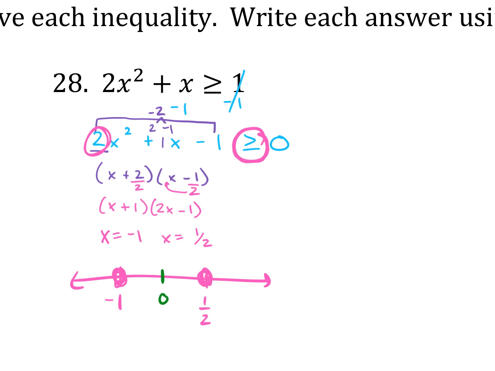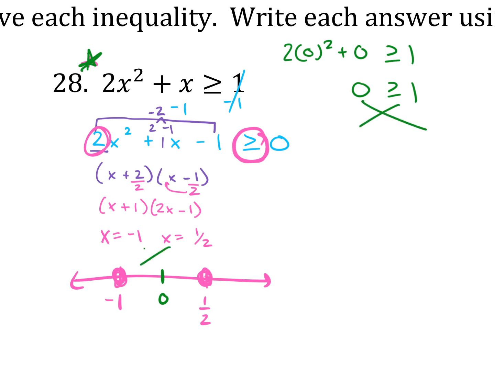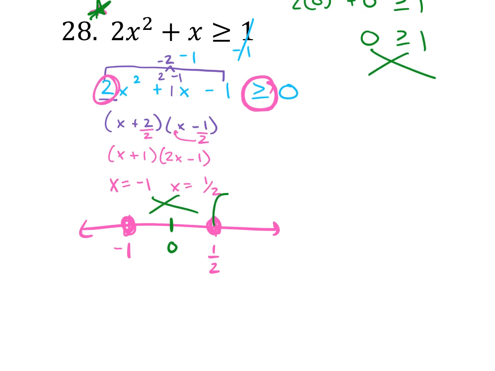So when we plug in 0 to the original equation, we get 2 times 0 squared plus 0 is greater than or equal to 1. So 0 is greater than or equal to 1. Is this true? No, not true. So we're not shading in between. That means we're going to shade on the outside.